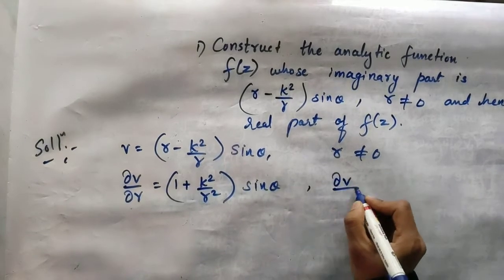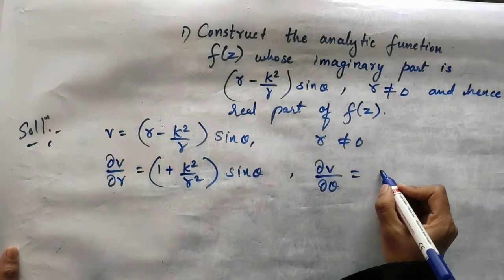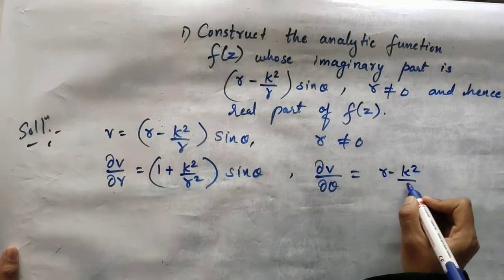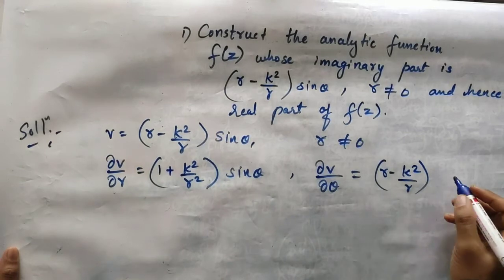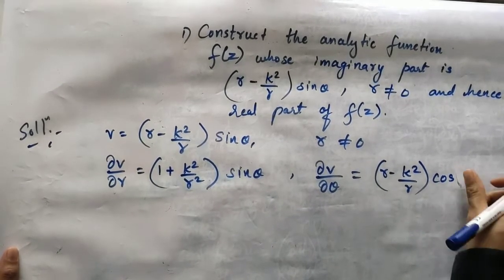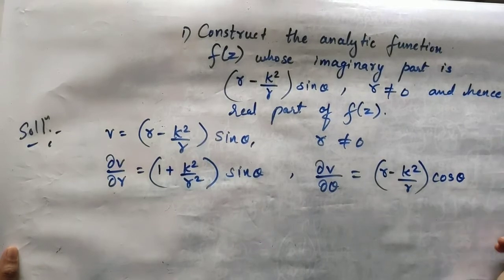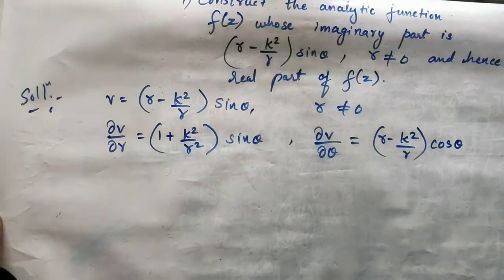Similarly, I will write what is dou v by dou theta here. What is dou v by dou theta? It is (r minus k square by r) as it is, because it is constant, we have to differentiate only with respect to theta. So the derivative of sine theta is cos theta, the bracket as it is. So this is the simple differentiation we just followed.